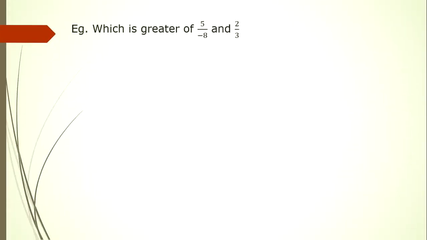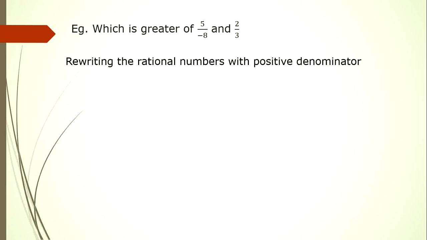One more example to go. Which is greater, 5 by minus 8 or 2 by 3? Here we follow a different method. First, let us rewrite the rational numbers with the positive denominator. In 5 by minus 8, the denominator is negative. So, to make it positive, we can write it as minus 5 by 8, and the other one is 2 by 3.